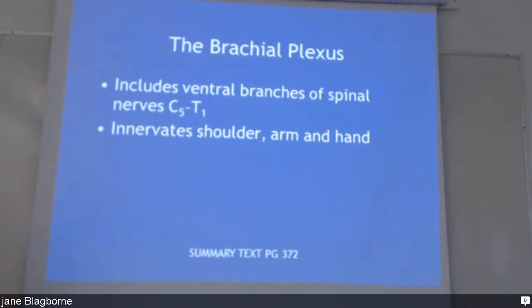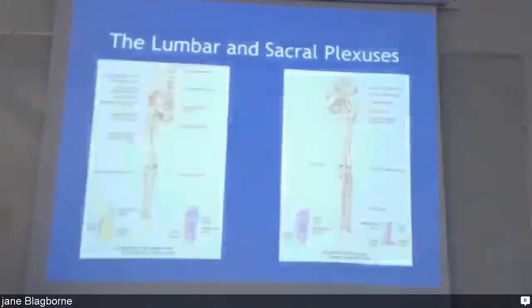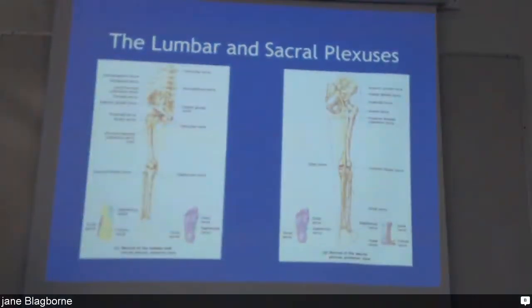Okay. The lumbar and sacral plexuses, you can see them located.